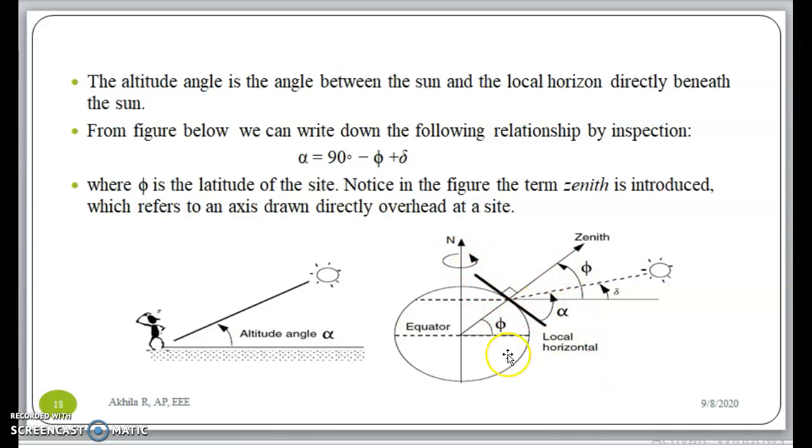This is 90 degrees, and this is alpha, and this is phi. So obviously alpha is going to be 90 minus phi plus this small angle marked as delta. Phi is the latitude of the site, and you can see a term that is introduced, zenith, which means an axis drawn directly overhead at a site. It is going to be above your sun as well. So this whole thing is 90 degrees. If this is phi and this is delta, then alpha is going to be 90 degrees minus phi plus delta. That is how we define the altitude angle.